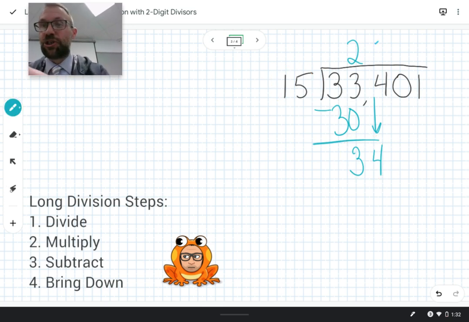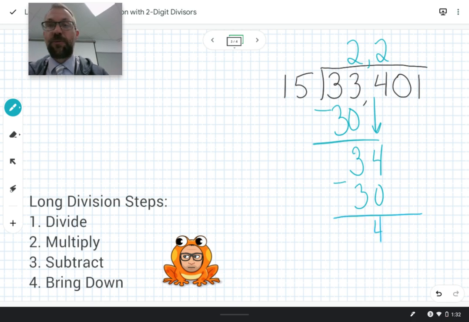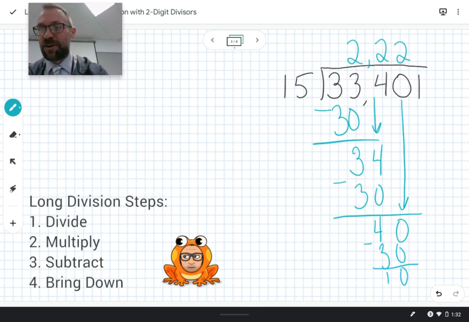Answer, 2. Remember my comma up here. 2 15s is 30. Subtract. We have 4 left over. Bring down the 0. How many 15s in 40? 2. 2 15s is 30. Subtract, have 10 left over, bring down the 1. How many 15s in 101?